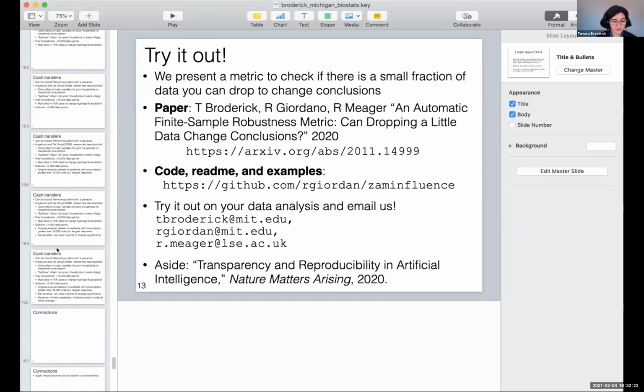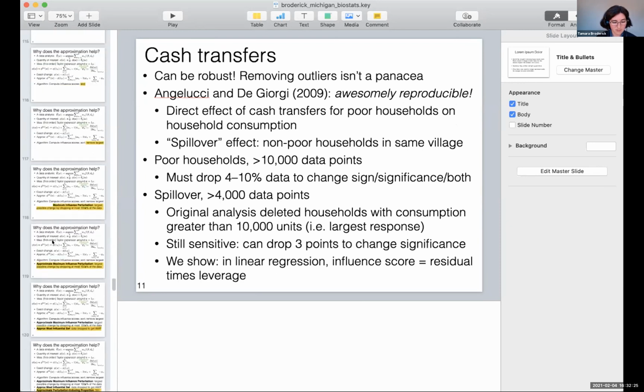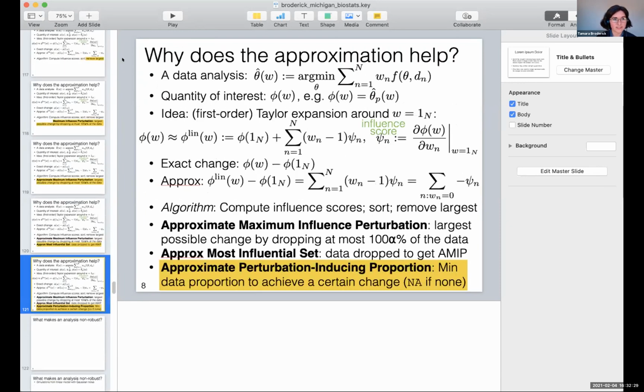Let me just change what you're saying very slightly. So what we output is one of these things. One thing is we say the largest possible change by dropping some alpha percent of the data. So you could ask, what is the biggest change that I could get by dropping 1% of the data, for instance. And whenever we do that, we also tell you what data points they are. Now, what I've effectively shown in these examples is actually the last thing, the thing that's highlighted, the minimum data proportion to achieve a certain change. So let's say that I'm concerned about the sign changing. Then I tell you what data proportion is needed for that. In the examples we saw, it was things like 0.05% or 0.1%. In other examples, it was things like 4 to 10%.